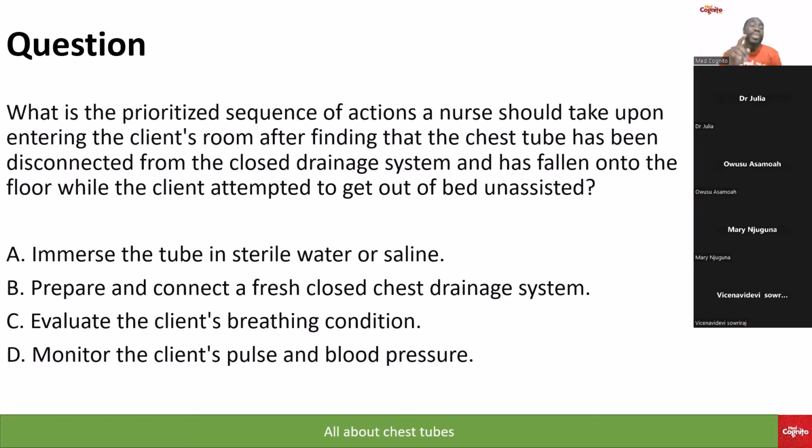Okay. One and two I'm certain about, but three and four I'm not. So tell me, which are you going with? A, B, C, D? Are you going A, C, B, D? Everyone, type your answer. What is your prioritization? You go into a client's room, the chest tube has come out. What is your prioritization? What will you do?